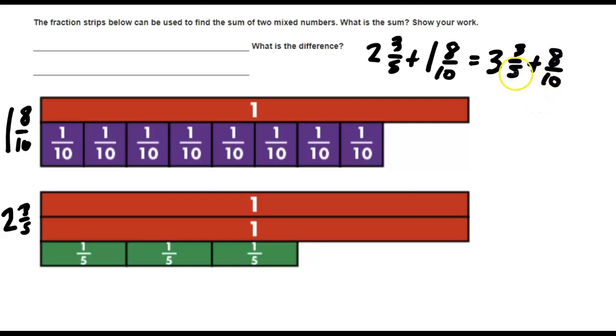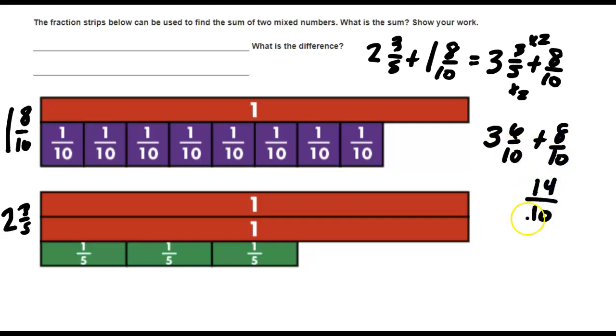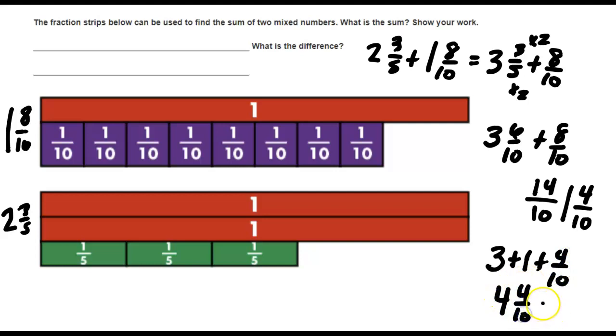Well, I know a common denominator between 5 and 10 is 10. So 5 times 2 is 10. 3 times 2 is 6. So I now have 3 6/10 plus 8/10. 6 plus 8 is 14/10. Well, 10 can go into 14 one time with 4 left over, over 10. I have to add this to my 3. So 3 plus 1 plus 4/10, which equals 4 4/10. Or you can divide by 2 and say it's 4 2/5. Either one of these answers would work.